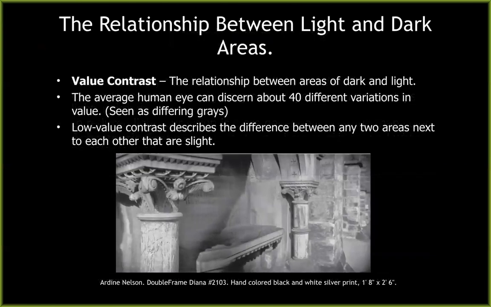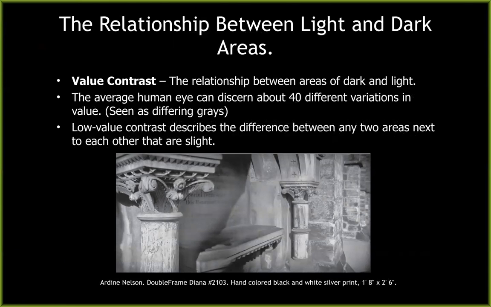When you have areas of dark and light, the term that designers or artists use is value contrast, and that's referring to the relationship between those areas of dark and light. And as I mentioned, most humans can see about 40 different variations in value. Low value contrast is the term that describes the difference between any two areas next to each other that have only slight differences in contrast.